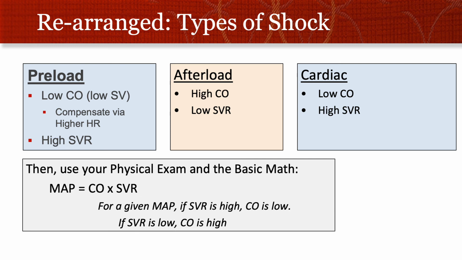For a given MAP, if the SVR is high, the cardiac output will be low, and if the SVR is low, the cardiac output must be high. That can dictate your therapies appropriately most of the time.